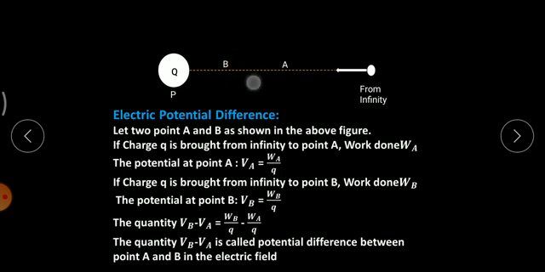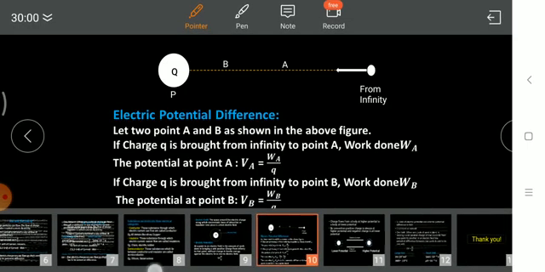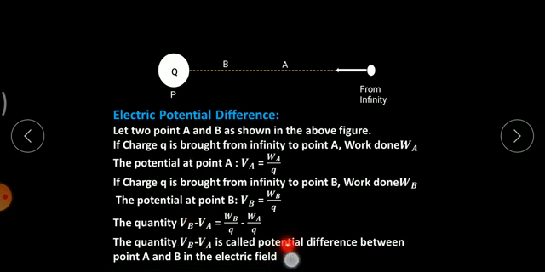Now if I take the difference between these 2 points, you have to simply take the difference between the electric potential at point B and the electric potential at point A. So that is the electric potential difference, the quantity VB minus VA. Always remember, larger quantity minus smaller quantity. This is the final quantity, this is the initial quantity. So VB minus VA, you simply replace the values: WB upon Q minus WA upon Q. So this VB minus VA is the electric potential difference.